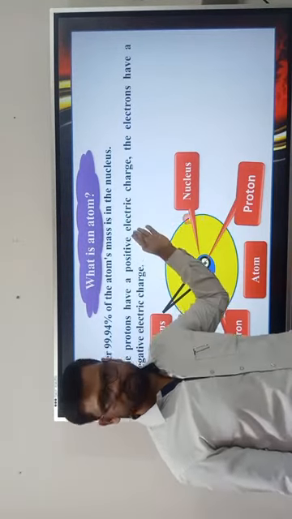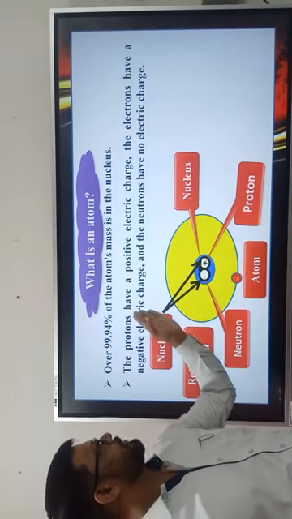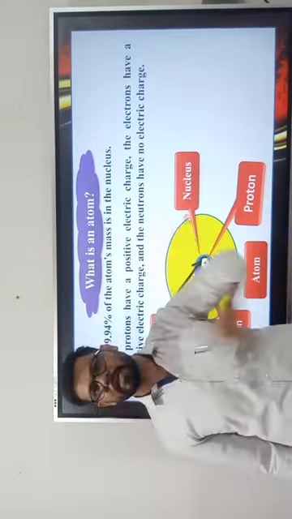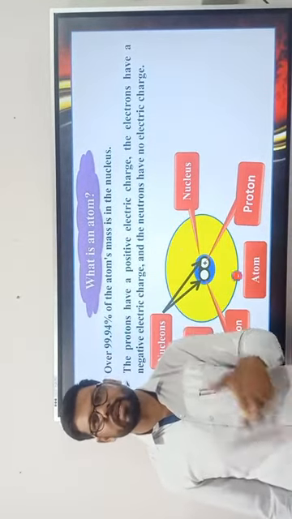Protons have positive electric charge, electrons have negative electric charge, and neutrons have no electric charge. You can write it down. If you are a beginner, write down that electrons have negative charge, protons have positive charge, and neutrons have no charge.